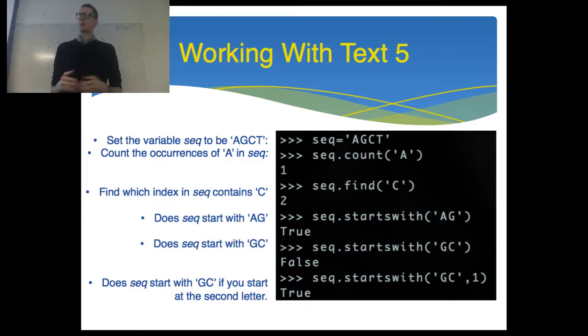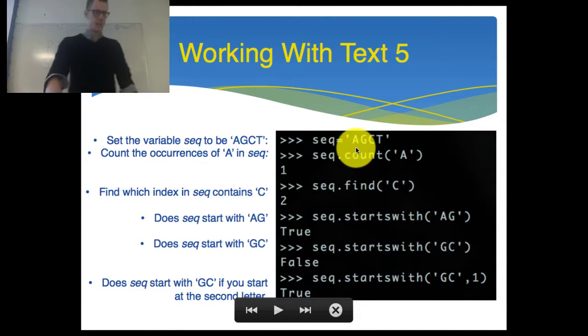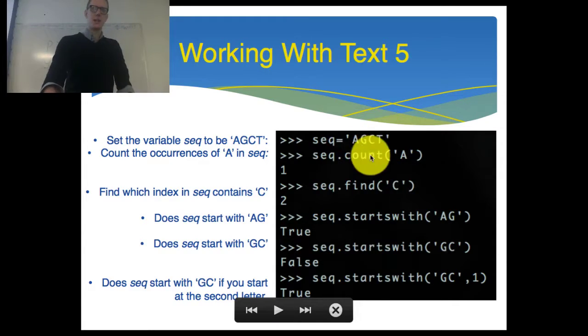We can do .find, which will tell us the first index that a substring occurs at. So if we look for C in our sequence, seq.find C will tell us that the first C occurs at index 2, because it doesn't occur at index 0 or 1, but it does occur at index 2. So if you want to find out where a substring first occurs in a larger string, you may be looking for a binding sequence or something, you can use seq.find and it will tell you the index where that substring first occurs. So the C in our sequence doesn't occur at A, which is 0, it doesn't occur at G, which is 1, it does occur at C, which is 2, so we get 2 back.